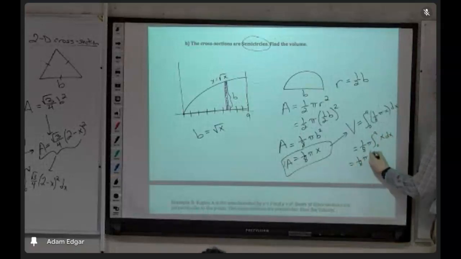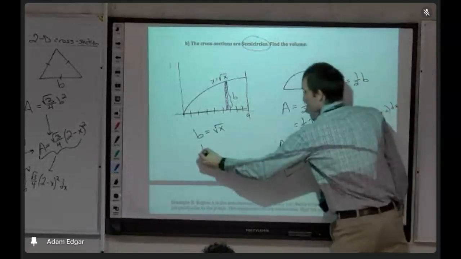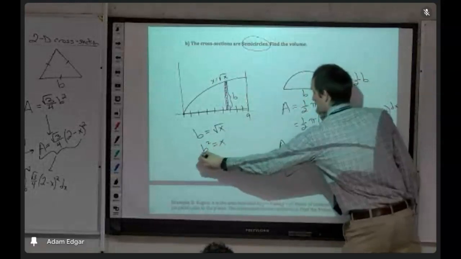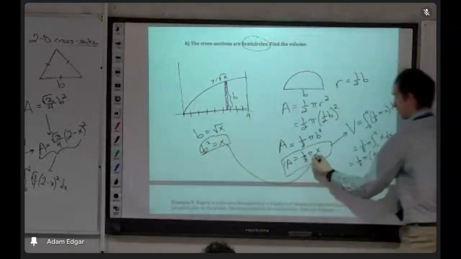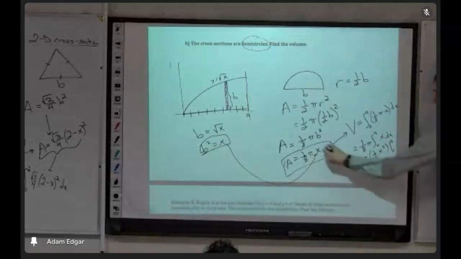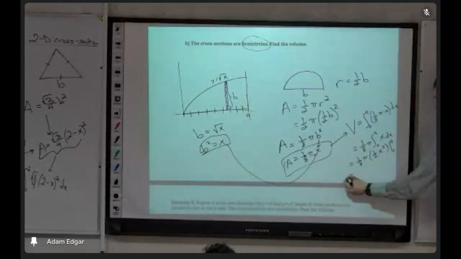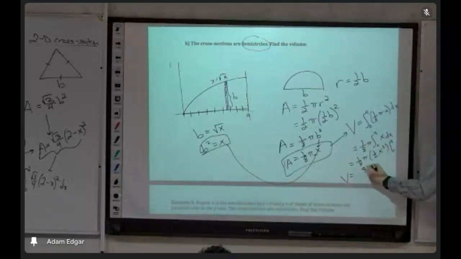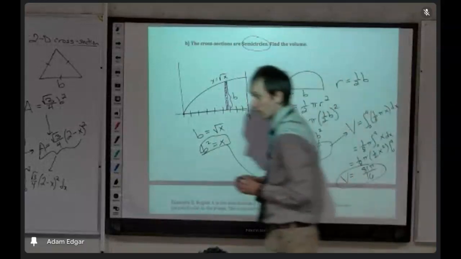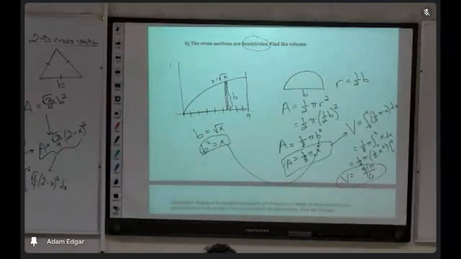So b squared is then x. So what do we end up with for our volume? A number. 81 pi over, is that 16? Yeah. 81 pi 16ths. And then I check my answer key and make sure I'm not lying to you guys. You did it! All right, so that's what that is.